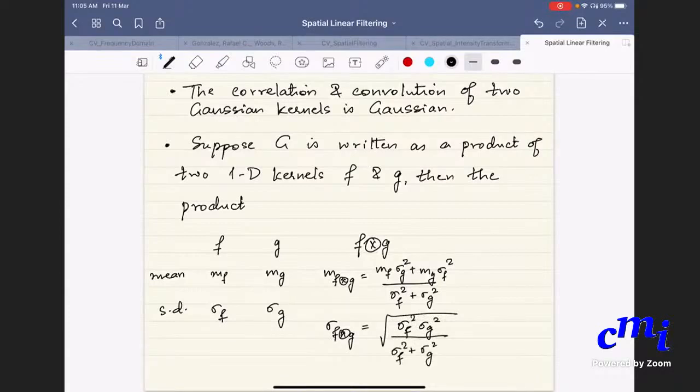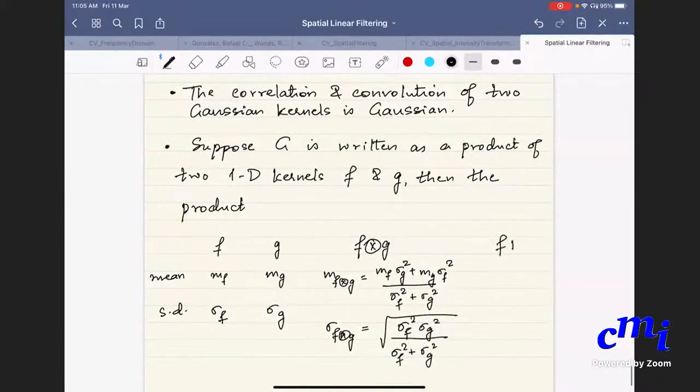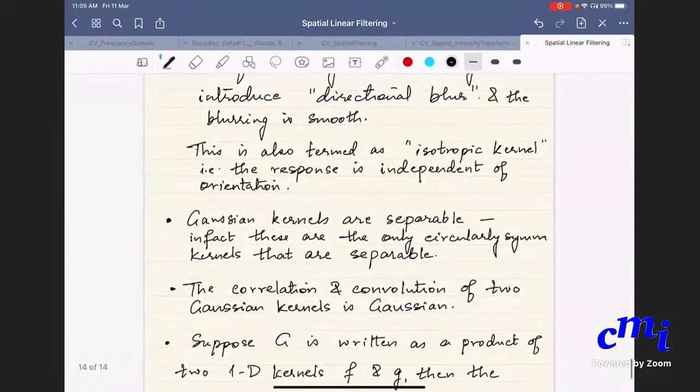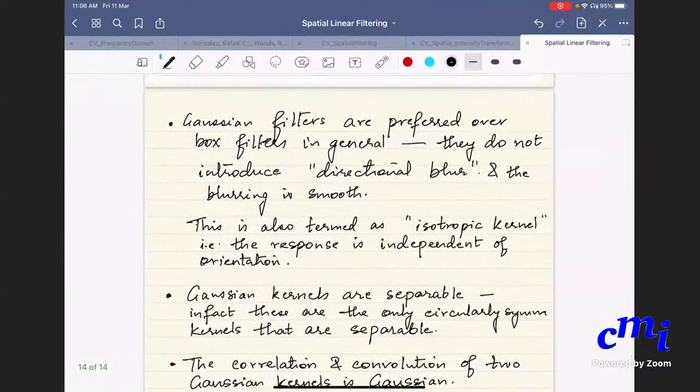Okay, so f circle star g will also be a Gaussian kernel with this mean and standard deviation, and the convolution of these two will also be Gaussian. I'm not proving all this, but it is not too difficult to prove either. These are some of the important properties of Gaussian filters which make them irreplaceable.